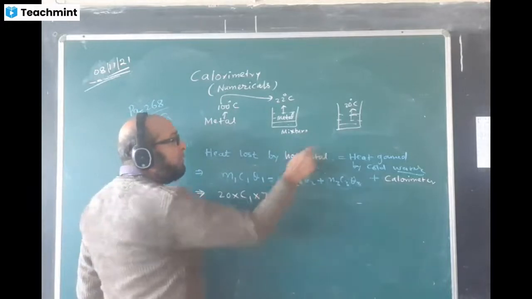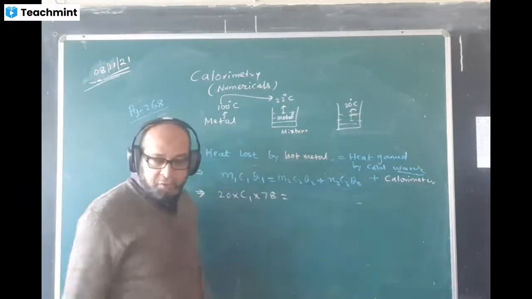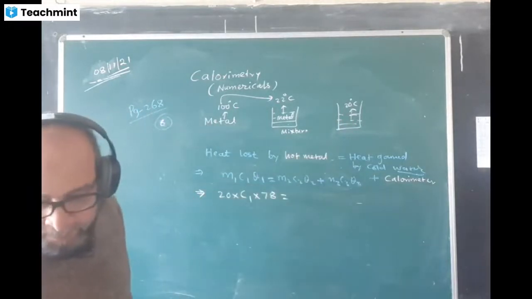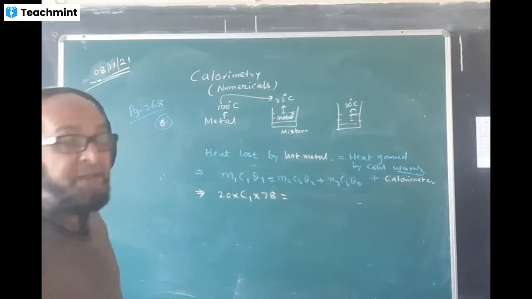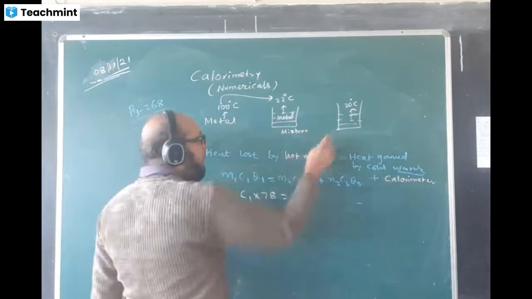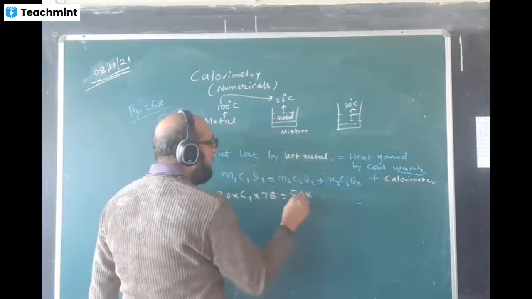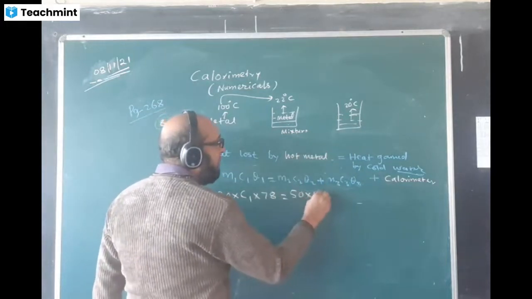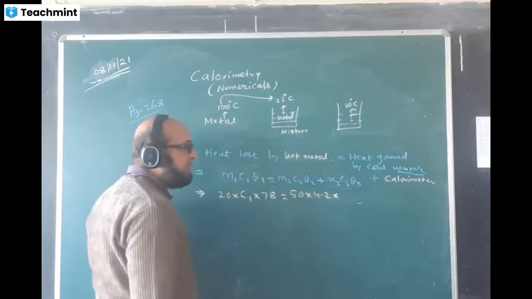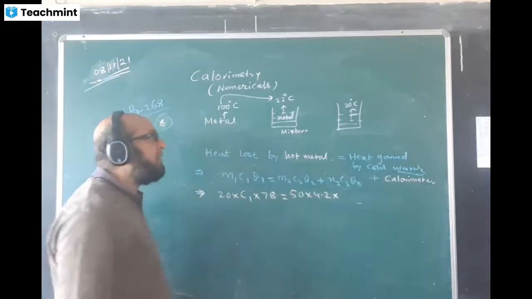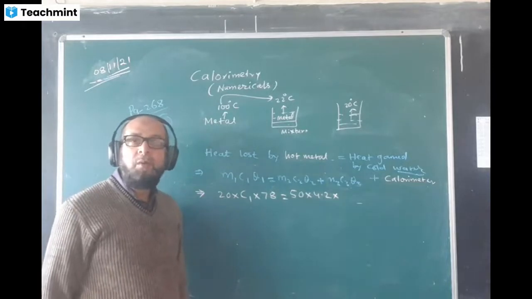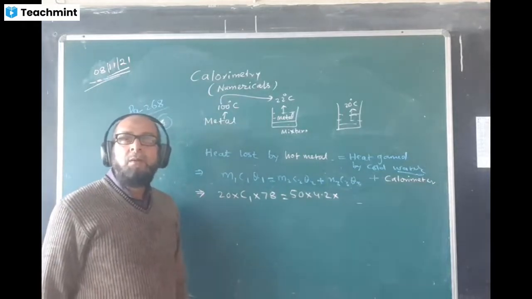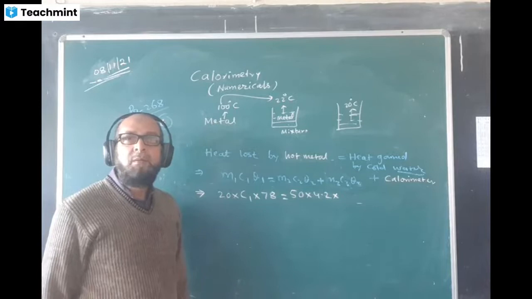What is the mass of the cold water? What is the mass of the water given in the question? Please read. Calorimeter of mass 50 gram and containing 50 gram water. Water is 50 gram. C2 value 4.2, specific heat of water. Theta 2 is how much? Can you tell me what is the value of theta 2?